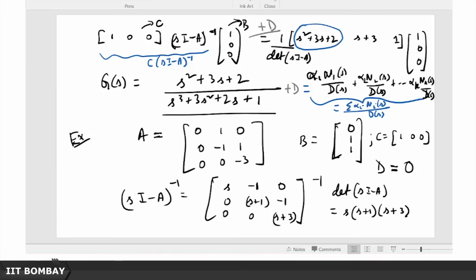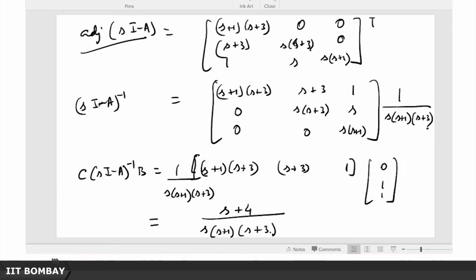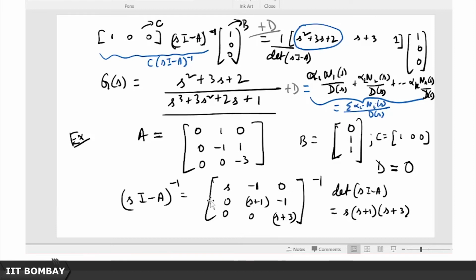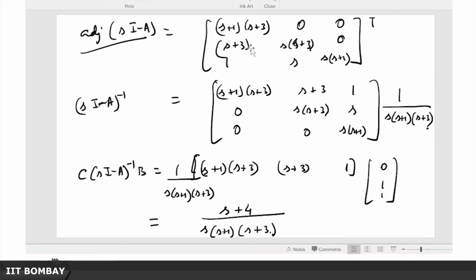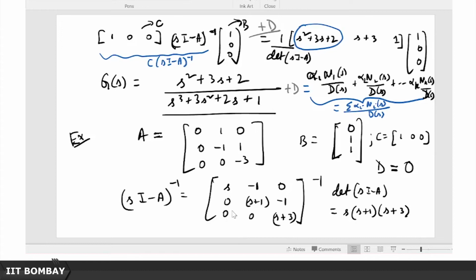Let me check. S minus 1, 0. So this 0, if I take this out, so what about the adjugate of this? Yeah, so let me check. No, I seem to be doing fine, I think. I think there isn't any mistake here in this one, but anyway, please be sure that you check this calculation.